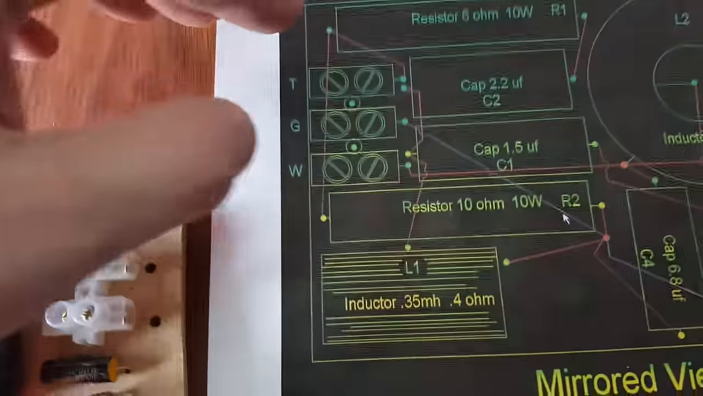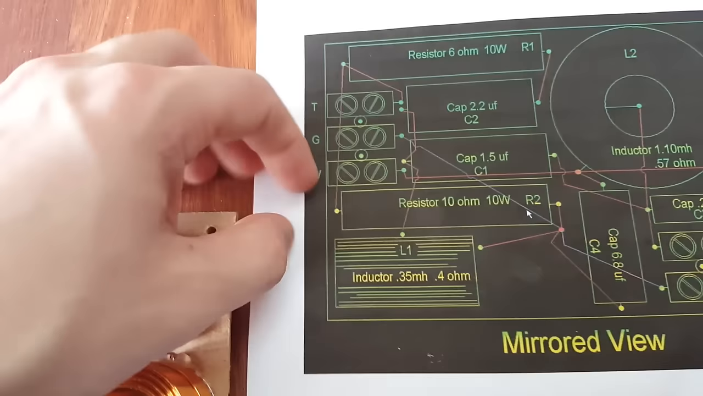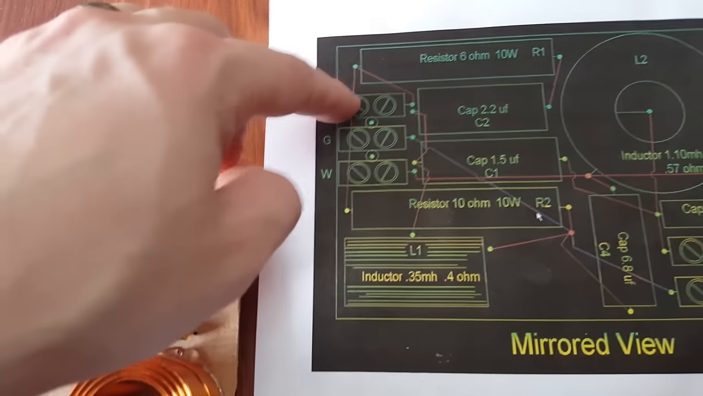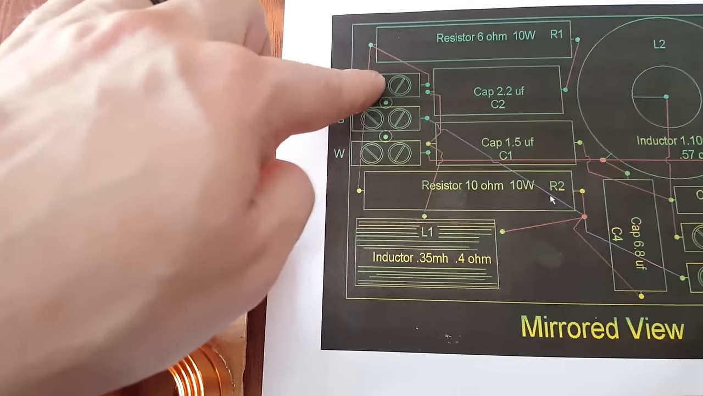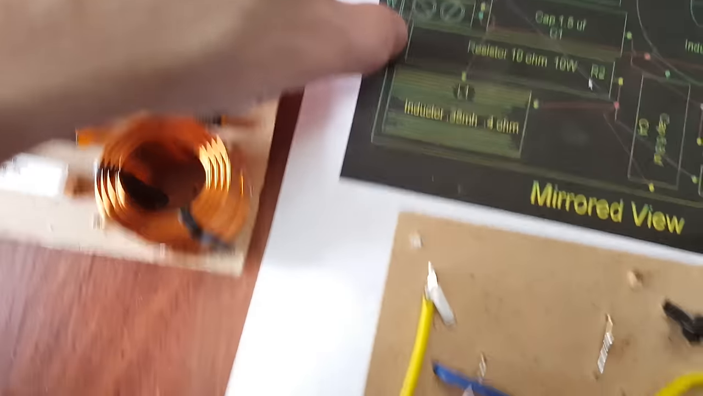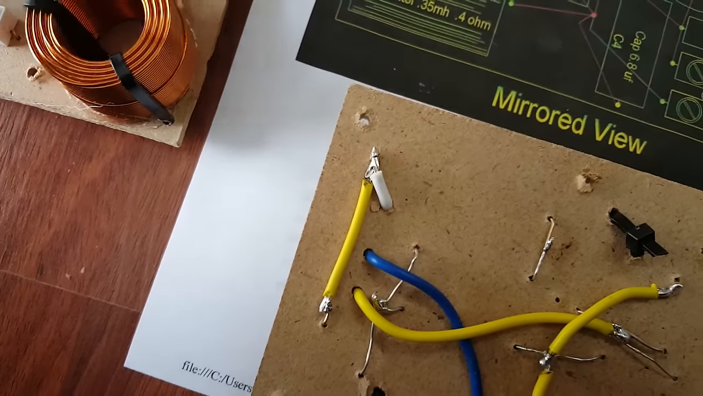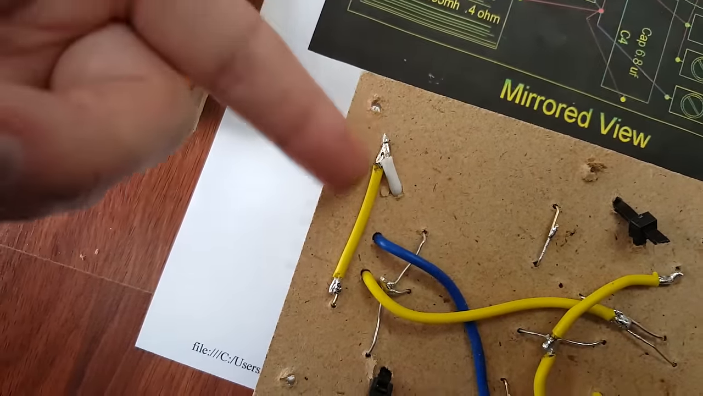If you notice, this one did not have to be insulated. So why did I insulate it? The reason why I ran an insulated wire is because the resistor 10 ohm and the resistor 6 ohm could not match. They just weren't long enough. The cables weren't long enough. And so I just soldered a short piece of wire. And so I soldered this particular wire here.